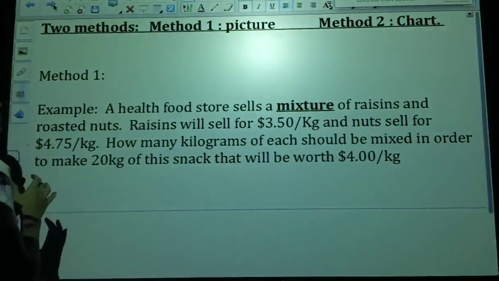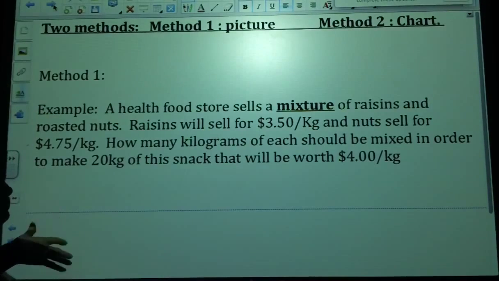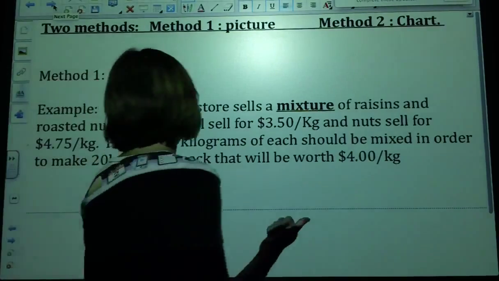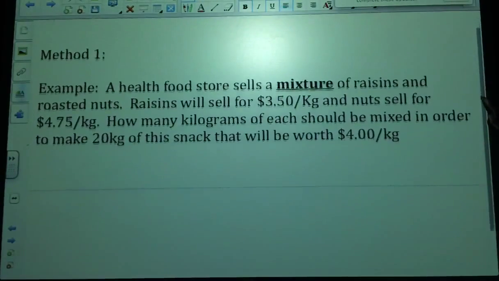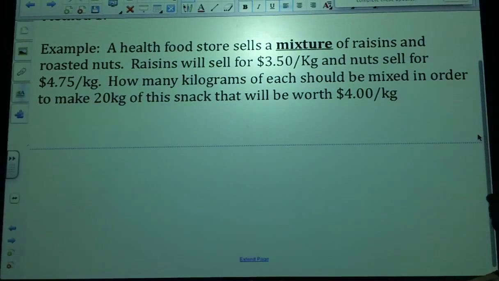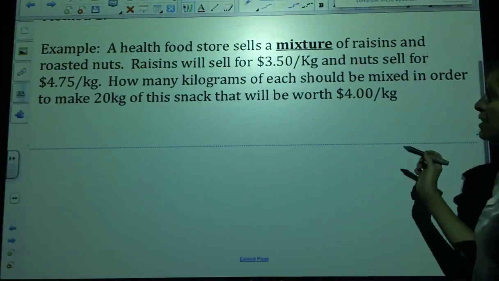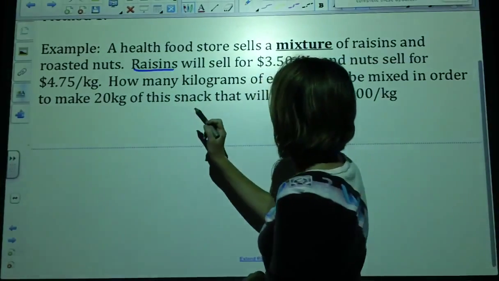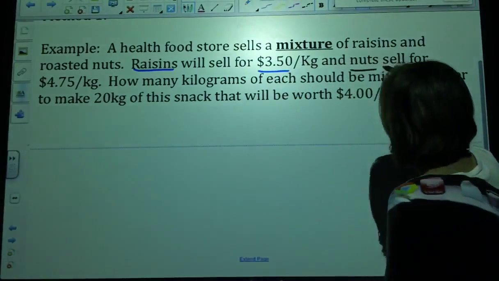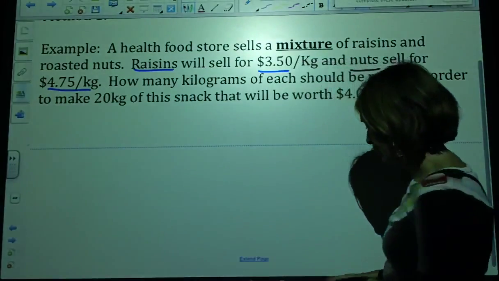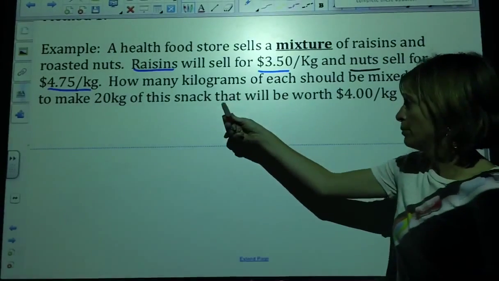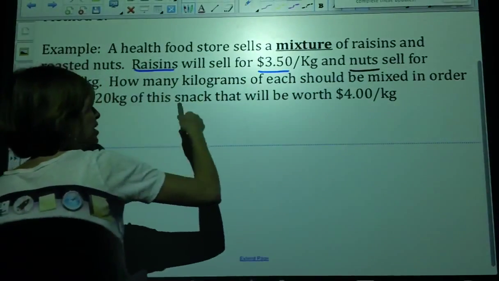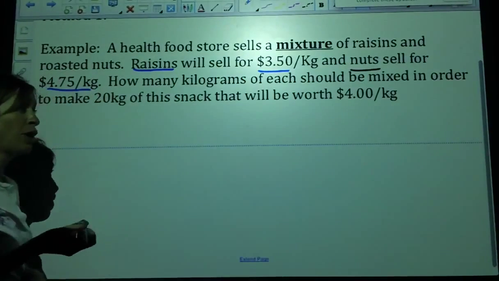All right, so for this first one I'm going to use method one, a picture. I'm going to draw a picture. A health food store sells a mixture of raisins and roasted nuts. Raisins sell for $3.50 a kilogram, and nuts sell for $4.75 a kilogram. So already I can see that raisins are $3.50 and nuts are $4.75. It says how many kilograms of each should be mixed in order to make 20 kilograms of the snack that will be worth $4 a kilogram.